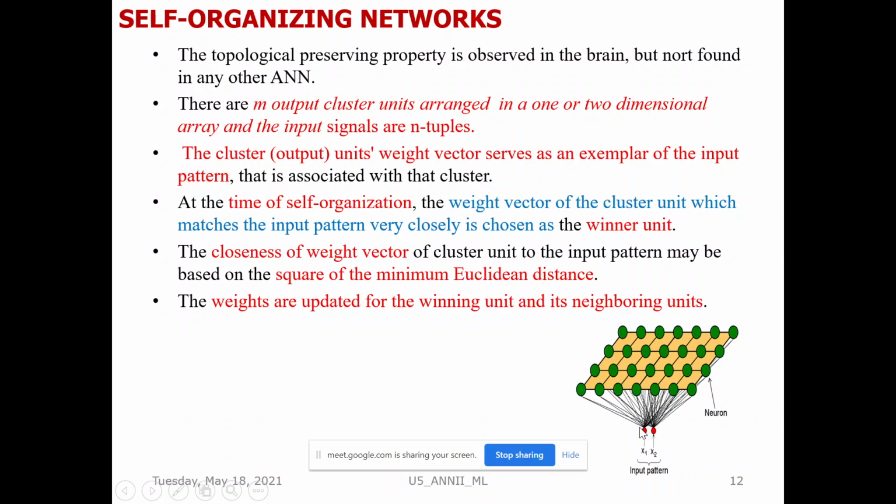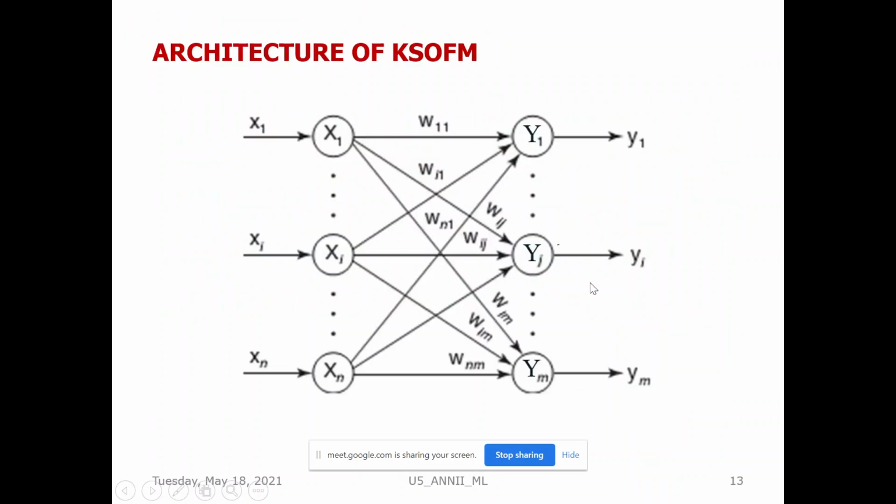You can see it like this: X1 is mapped to all neurons, X2 is mapped to all neurons. In that way it will be mapping and finding the minimum distance. Whichever has the minimum distance will be the winner. Which distance is used to decide the winner? The minimum Euclidean distance, the square of the minimum Euclidean distance. That is the crux of it.